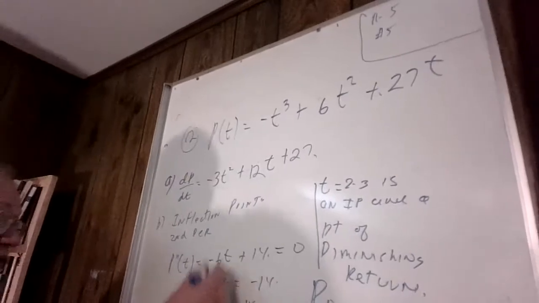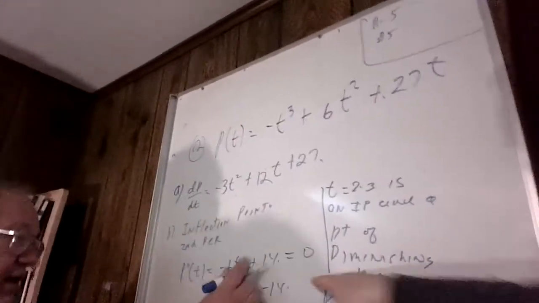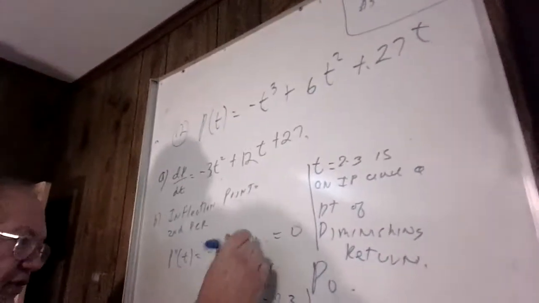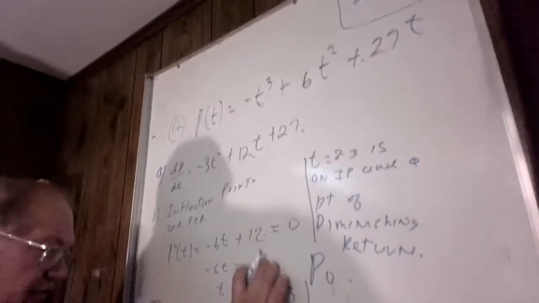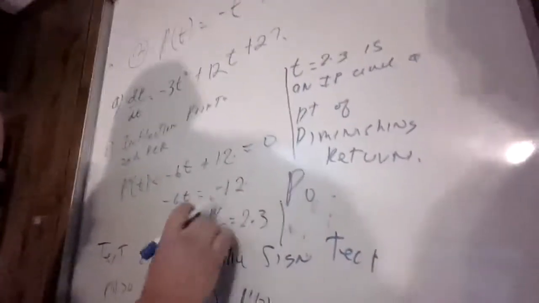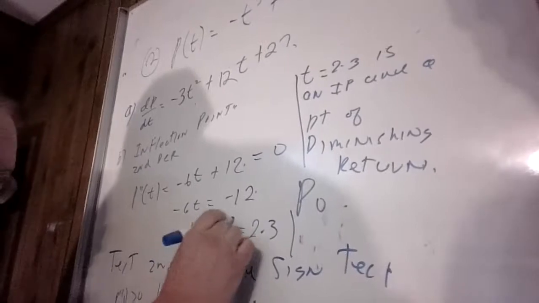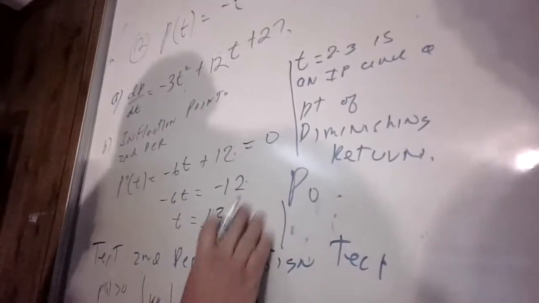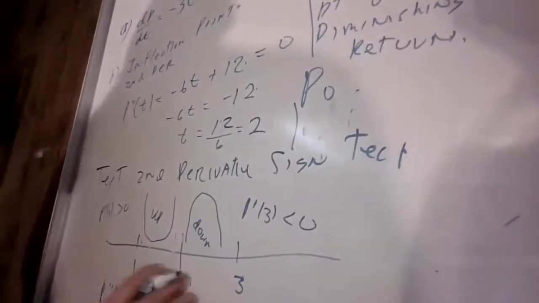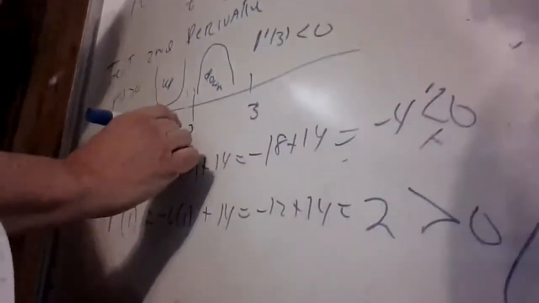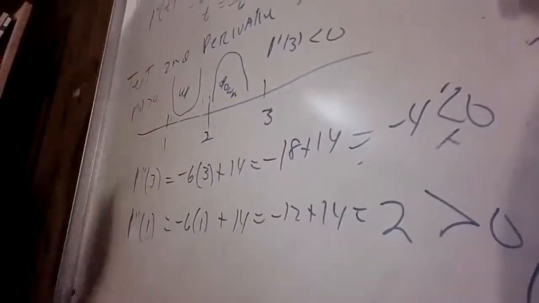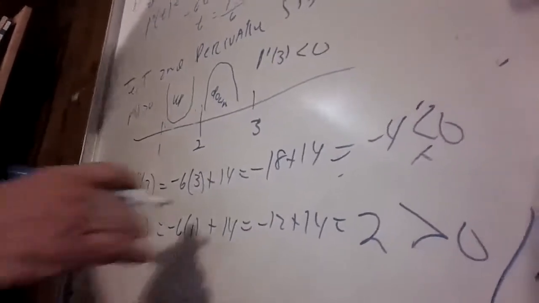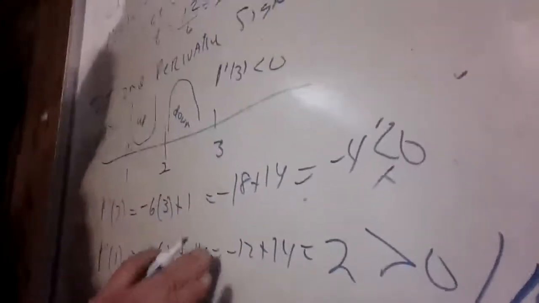Take the second derivative. It's minus 6t plus, and that's going to be 12. So it's going to be really nice because this comes out to 2. And nothing's going to change except that this is going to be 2. So we're going to have 12 here.